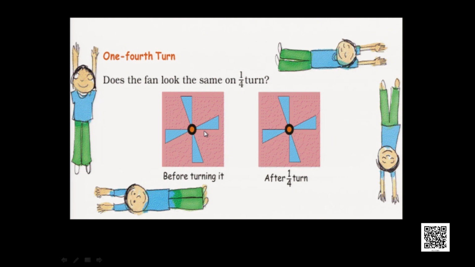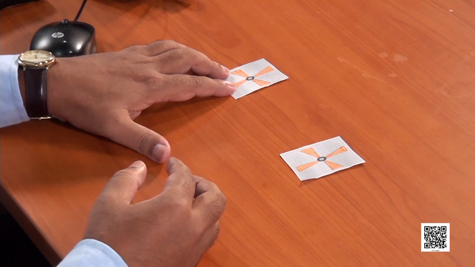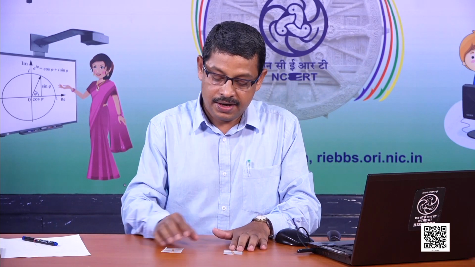Now you see the left fan. Does the fan look the same on 1/4 turn? I am taking this. Suppose this is the fan. I am rotating it or turning it 1/4. What is the meaning of 1/4? You see, the complete angle is 360 degree. When I am taking 1/4 of it, definitely it is 360 by 4. It is 90 degree. Just I am rotating this picture, this fan 90 degree.